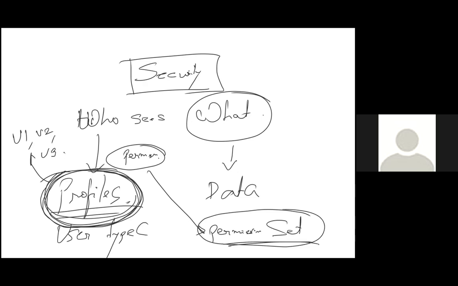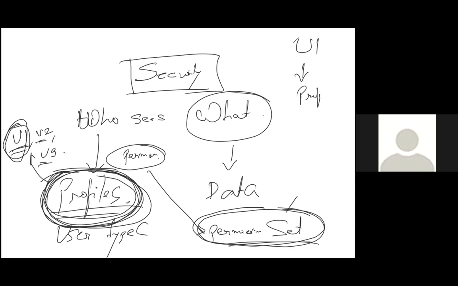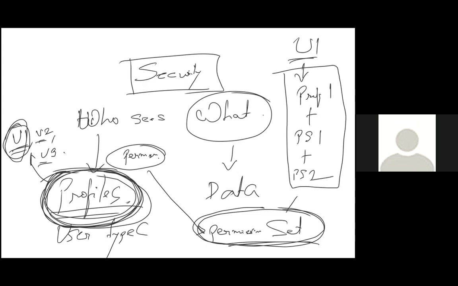Profile can be assigned only one to one user. Multiple permission sets can be assigned to a single user. The total permission of a user is the addition of this profile and all the permission sets that he has. So if user 1 has profile 1 plus permission set 1 plus permission set 2, then this user has the addition of all these permissions together. That's how we give permissions.